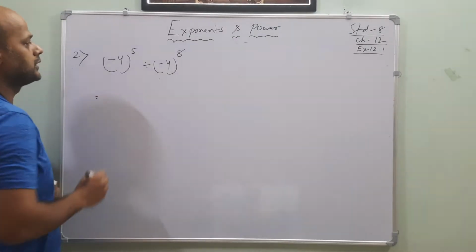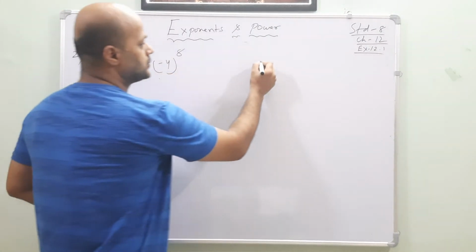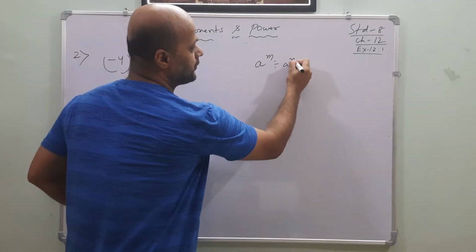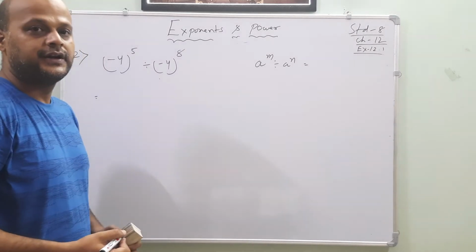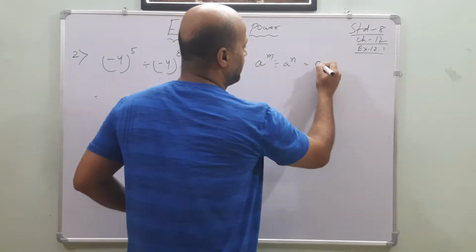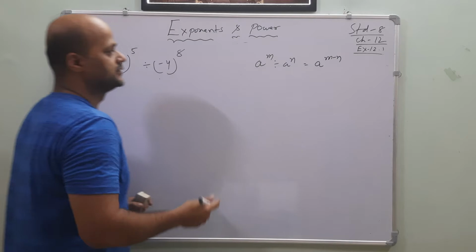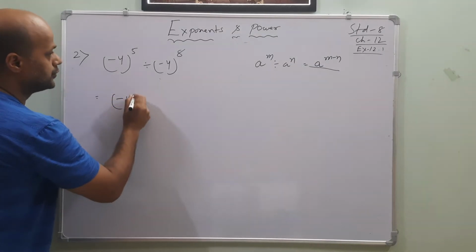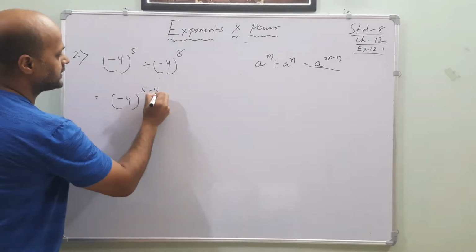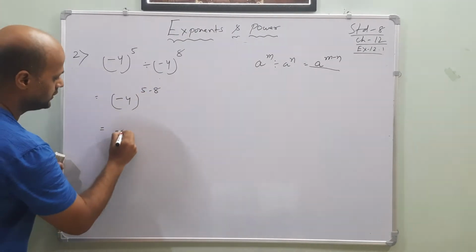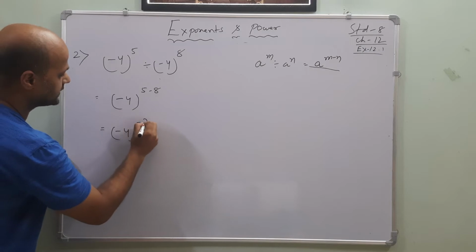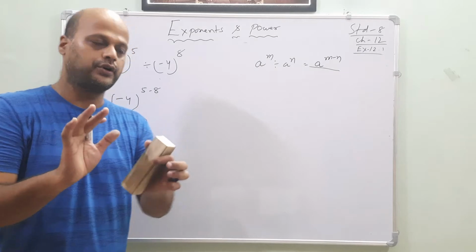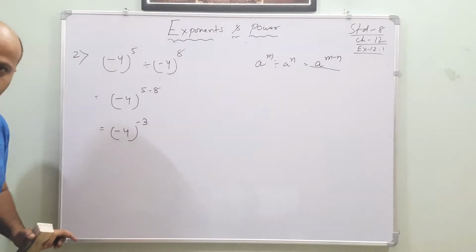So which formula will be here? The bases are the same. So what do we write? a power of m divided by a power of n is equal to a power of m minus n. Very good. So put this: (minus 4) whole power of 5 minus 8 is equal to (minus 4) whole power of minus 3. Because it is saying that you have to write in power form, it will be as it is. Okay, my dear friends?